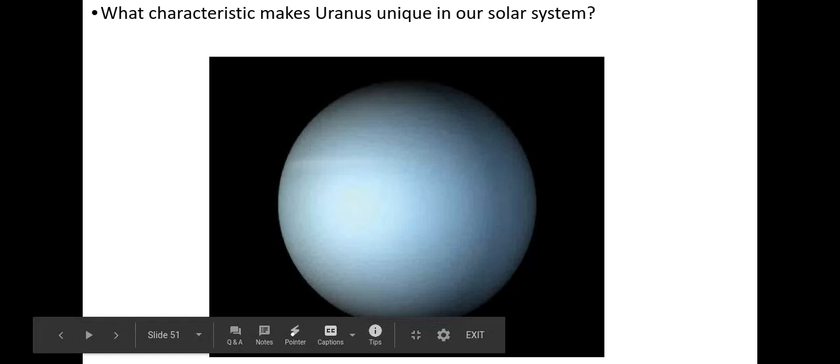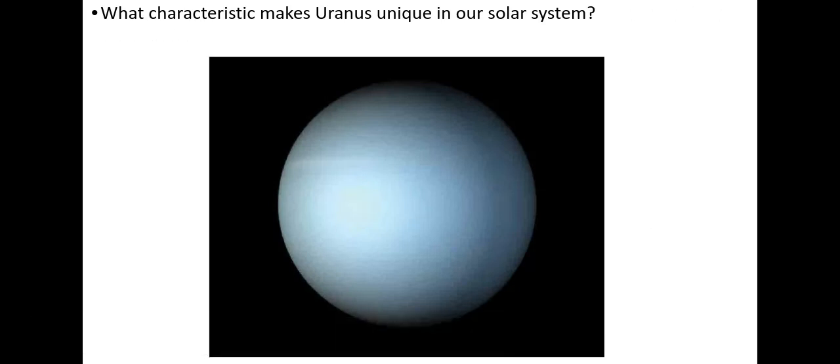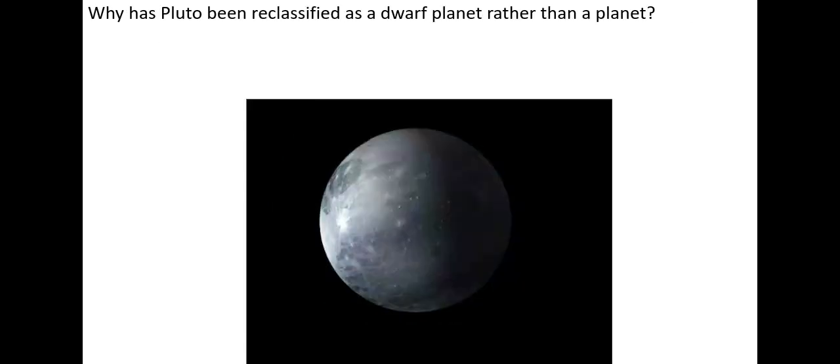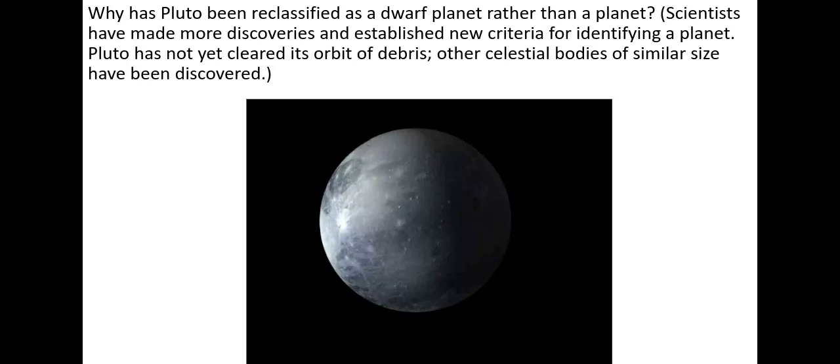What characteristics make Uranus unique in our solar system? Its axis is tipped far to the side. Why has Pluto been reclassified as a dwarf planet rather than a planet? Scientists have made more discoveries and established new criteria for identifying a planet. Pluto has not yet cleared its orbit of debris. Other celestial bodies of similar size have been discovered.